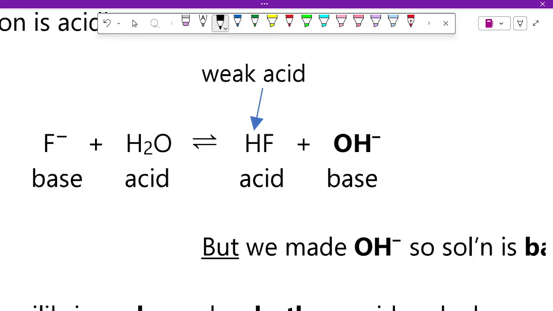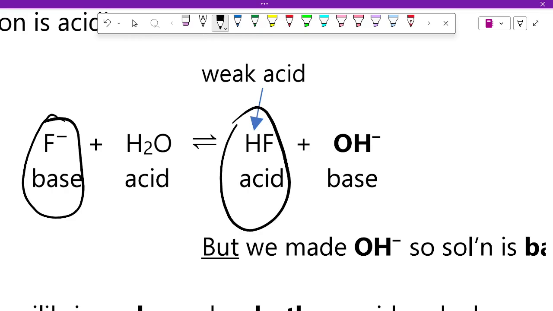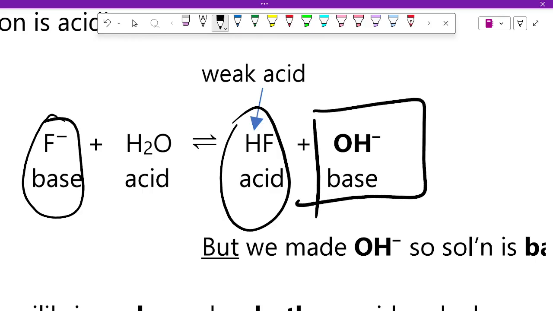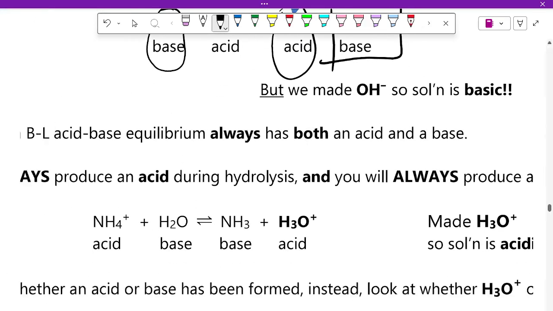I said this before, but it's in here again because I think it's really important. Sometimes people will be like, I have F minus and I made a weak acid, therefore my solution is acidic. Is that true? No, because what matters is whether you make hydroxide or hydronium. So always ask yourself, did I make hydroxide or did I make hydronium? Not did I make an acid or a base. You're always going to make the thing that it's not. You're going to make a base if the solution is acidic. You're going to make an acid if the solution is basic.